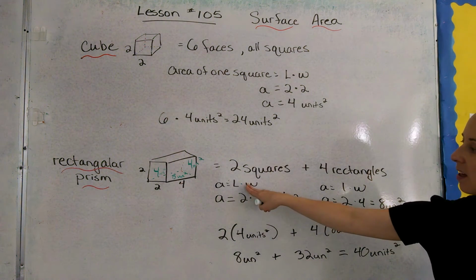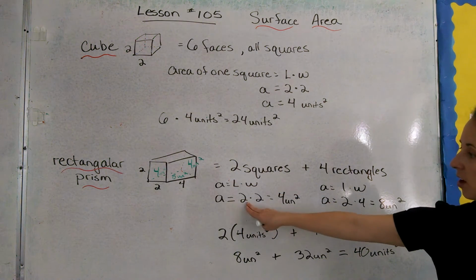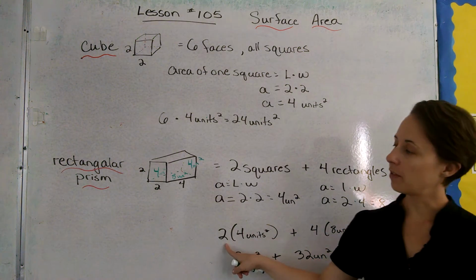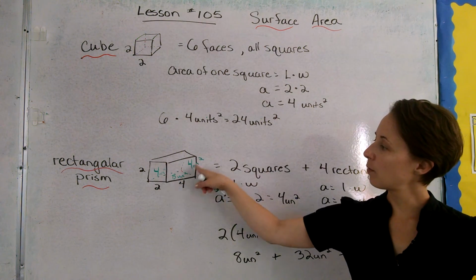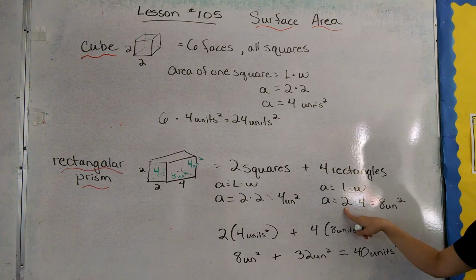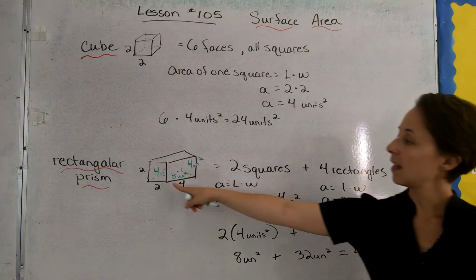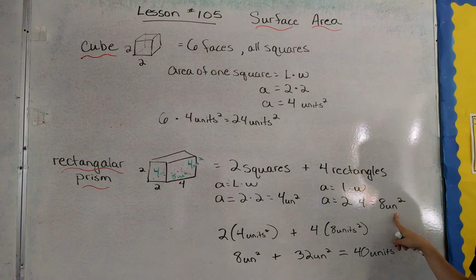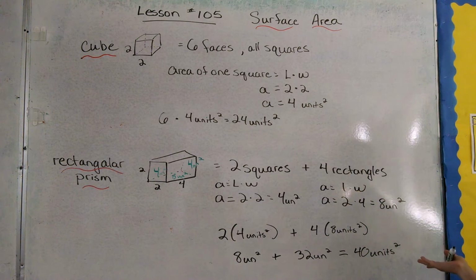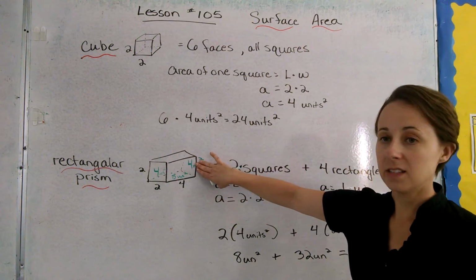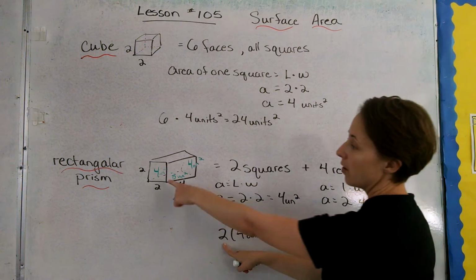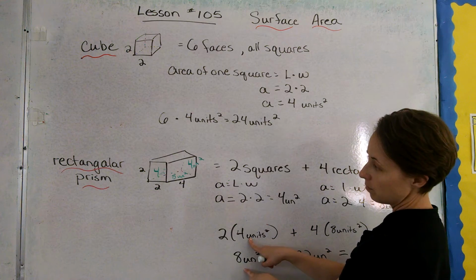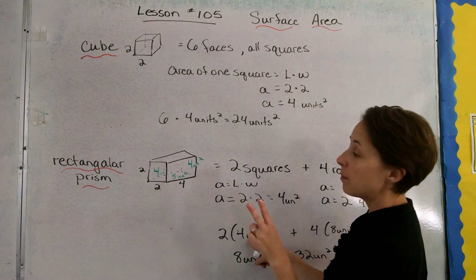That means that I have my 2 squares that are each 2 by 2, or 4 units squared each. And I have 2 of them. Then I have my rectangles. Each rectangle is 2 times 4. Length times width, 2 times 4, or 8 units squared. How do I find the surface area of all of it? Well, I have 2 squares that are each 4 units squared. So I'm going to multiply that 4 units squared by 2, or I could add 4 twice, same thing.